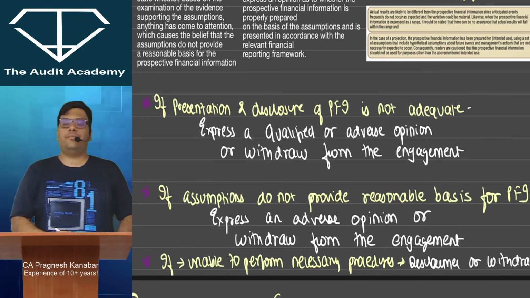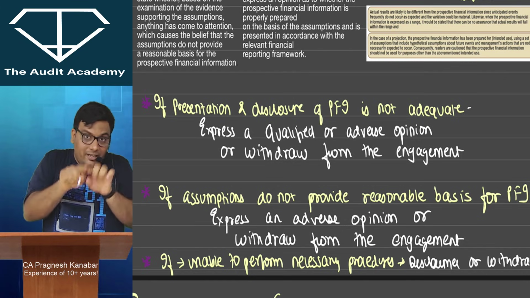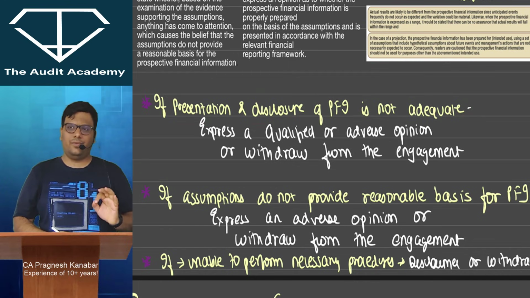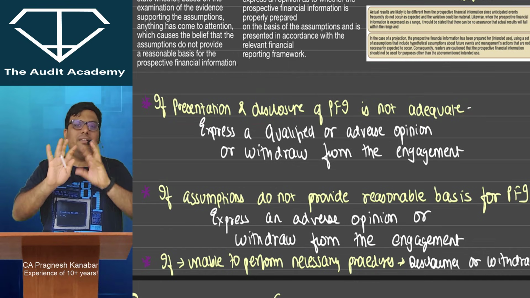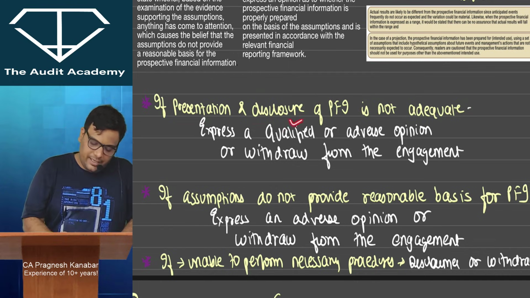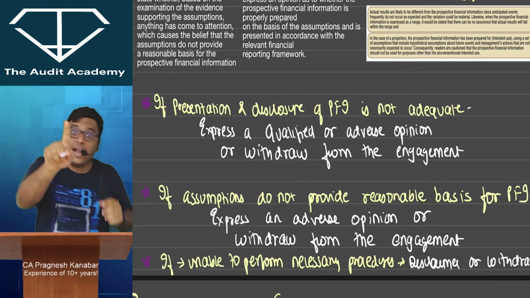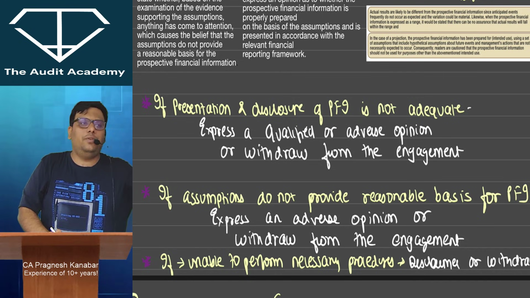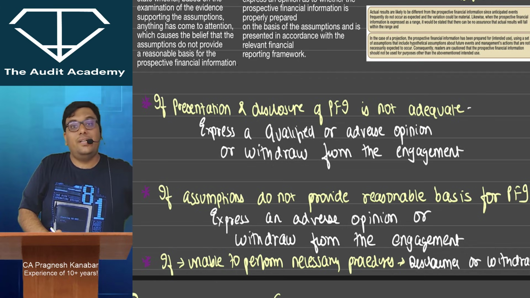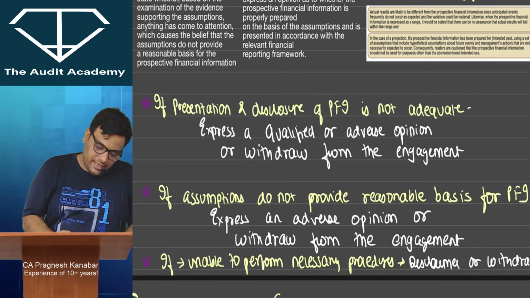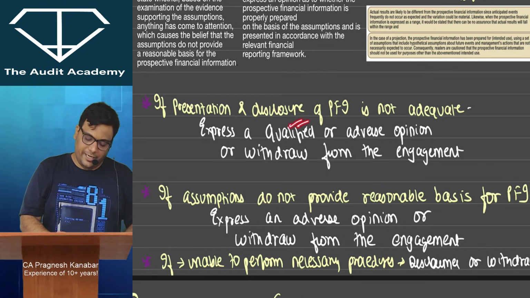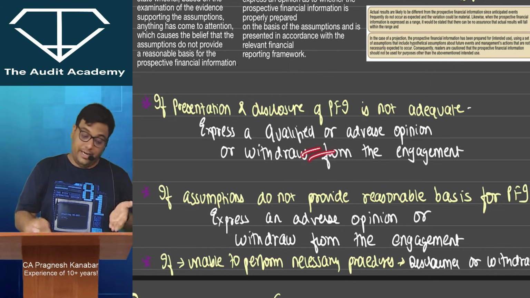Now listen to me. If the prospective financial information, if you feel that the presentation and disclosure is not adequate, that the presentation disclosure seems to be little inadequate, then in that case you can give either qualified or adverse opinion. And you cannot use the logic like this, because in SAEs we used to withdraw from the engagement only when we felt that the data is not there or there's a limitation on scope of audit and stuff. Over here they are saying that if the presentation and disclosure of prospective financial information is not adequate, then you may express a qualified or adverse opinion or even decide to withdraw from the engagement.